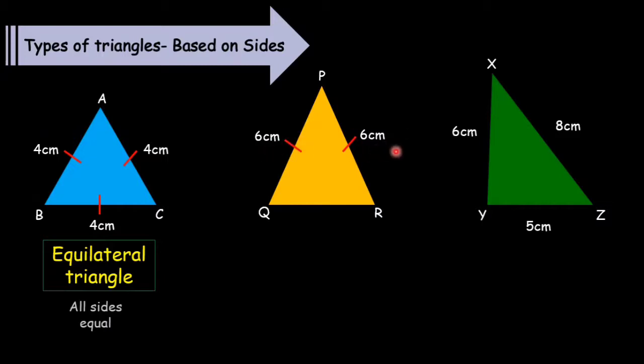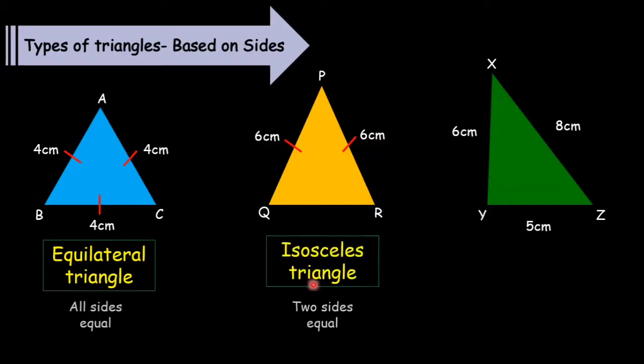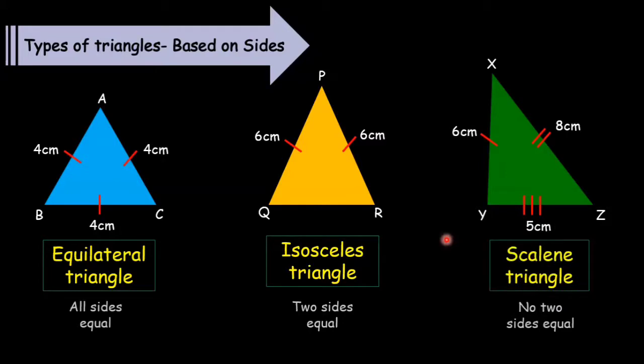So we can say that these two sides are equal. So a triangle with two equal sides is called an isosceles triangle. And finally, in the third triangle, we can see that none of the sides have the same measure. That is, all three sides have different measure. So, we can say that a triangle with no two sides equal is called a scalene triangle.